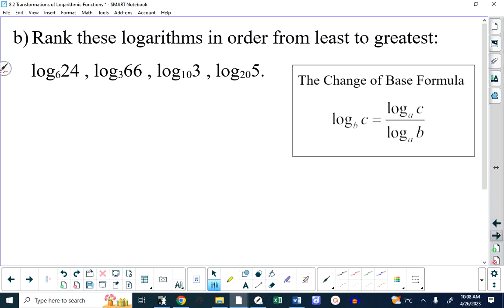Ignore that change of base formula which is on the right for a second. There is a way we could do it by trying to reason out, well, 6 raised to the 2 is 36, 6 raised to the 1 is 6, so log base 6 of 24 must be between 1 and 2. But that's not good enough. We want to evaluate what this is.